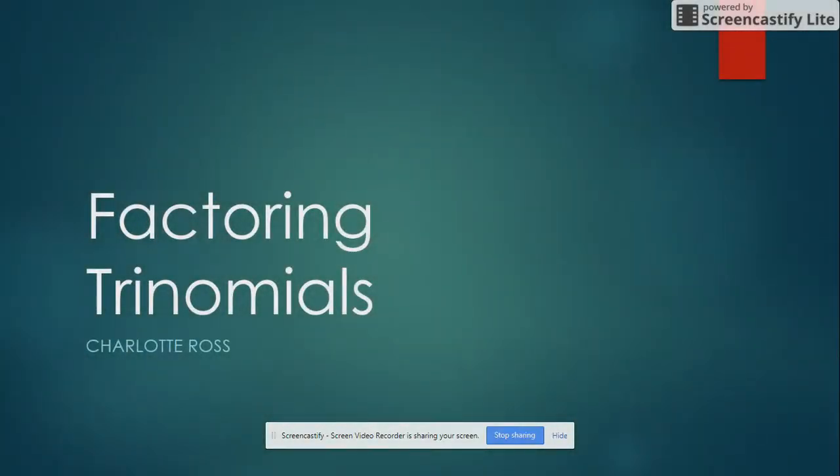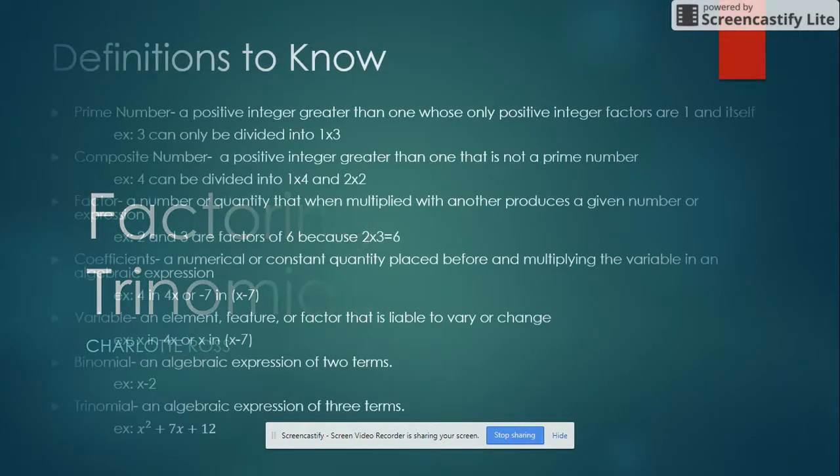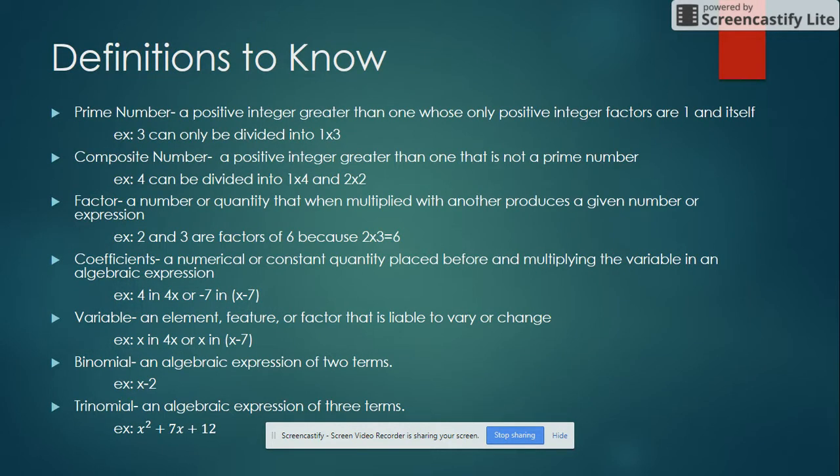Today we are learning factoring trinomials. We want to start with definitions. A prime number is a positive integer greater than 1 whose only positive integer factors are 1 and itself, such as 3 because 3 can only be divided into 1 times 3.